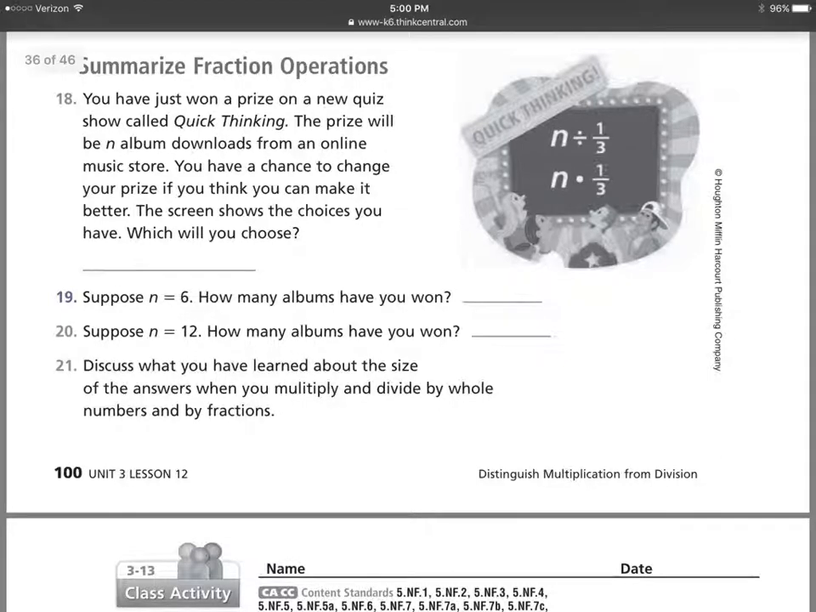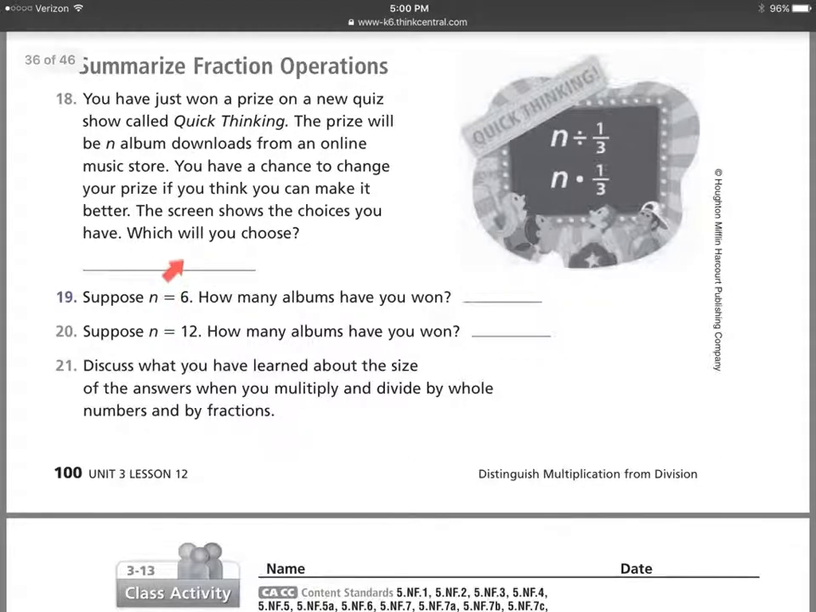Remember, you have to assign a value to n and then solve it, and then you will know. But you have to use the same number for n. If n here is 2, then n here has to be 2 as well. For numbers 19 and 20, you're going to assign the value that they gave you for n, and you're going to apply it to your equation. Hopefully you chose the equation that will get you the most music.